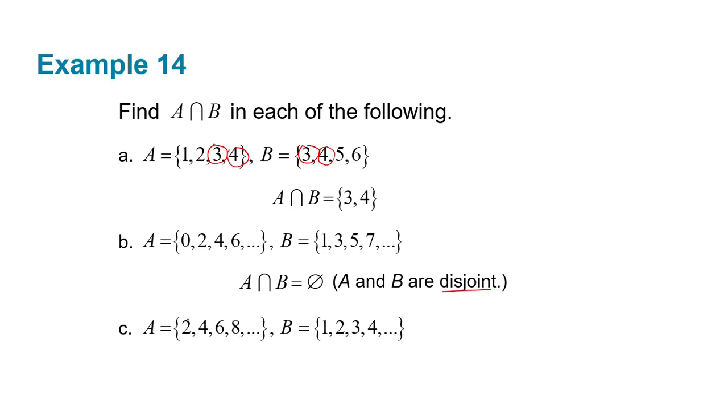For part C, we have A equals {2, 4, 6, 8, ...} and B equals {1, 2, 3, 4, ...}. So what do these two sets have in common? Well, they both have a 2, they both have a 4, they both have a 6, because this set's just counting 1, 2, 3, 4, 5, 6, 7, 8. So this is all of the natural numbers. This set is just the evens. So the intersection between these two sets is just the even numbers, or A, because A is the set of even numbers.